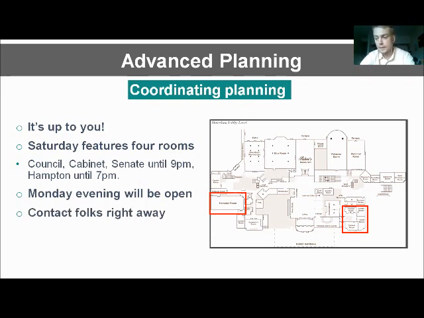This is the map there on the right side featuring the 4 locations. We've got the Council, Cabinet, and Senate rooms open on the right-hand side if you go in from the lobby until 9, and then the Hampton room on the left-hand side from the lobby until 7. Those are meeting rooms set aside and made available for lobby teams to use to practice.